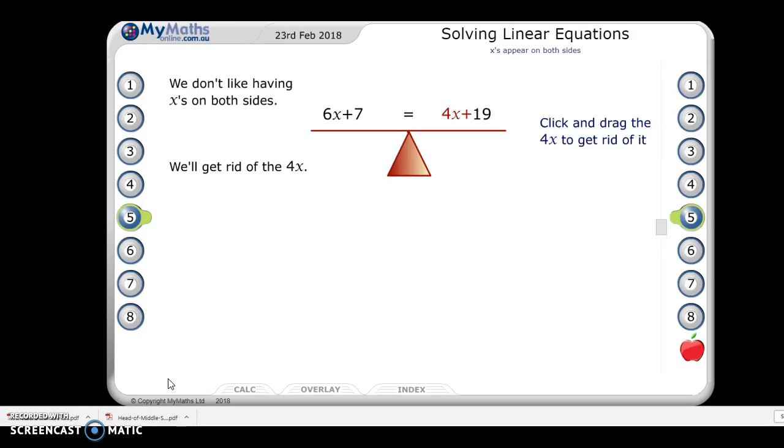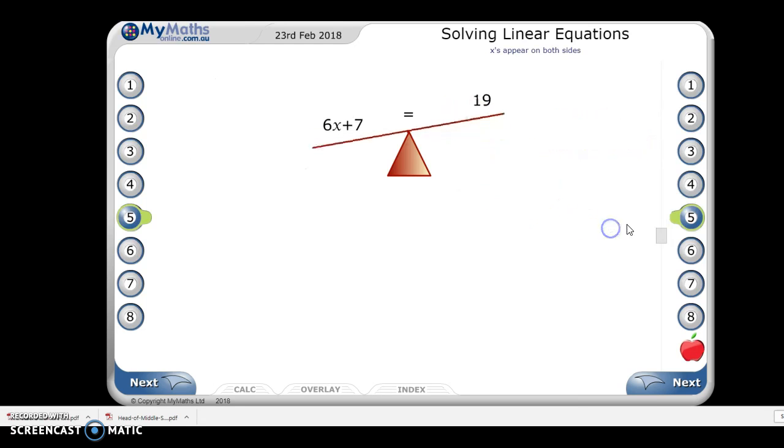And we don't like having x's on both sides, so we need to get rid of the 4x. The rule is you get rid of the least number of x's, whichever side it's on. On the left hand side here we have 6 x's, and on the right hand side we have 4 x's. 4 x's is less than 6 x's, so that's the one we're going to get rid of. And here it says click and drag the 4x to get rid of it. So I'm just going to grab it and throw it away.